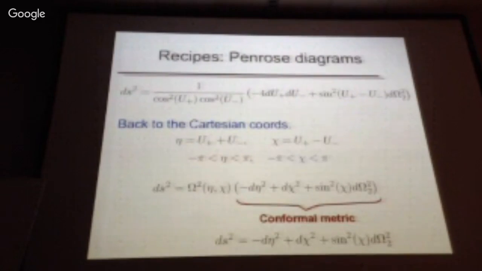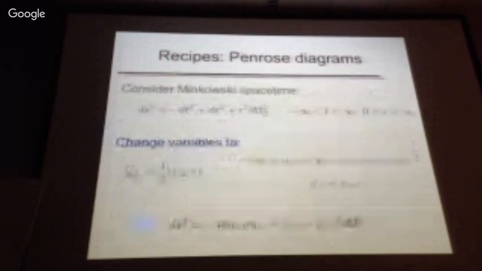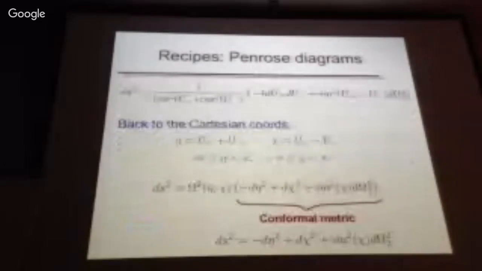Then I get this metric, which has a conformal factor, some function of eta and chi in front that I don't care about. The rest looks very similar to the flat space-time I started with, but instead of the radius in front of the unit sphere, I get the sine of my new radial coordinate.